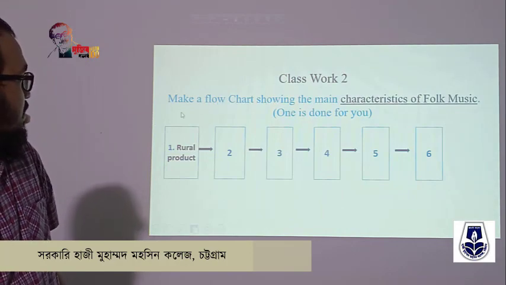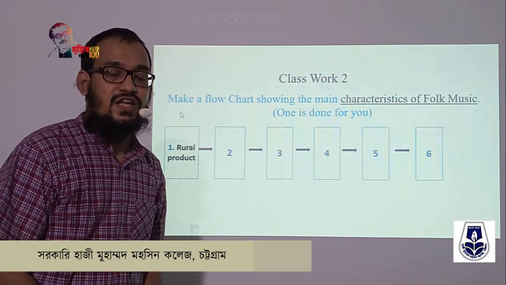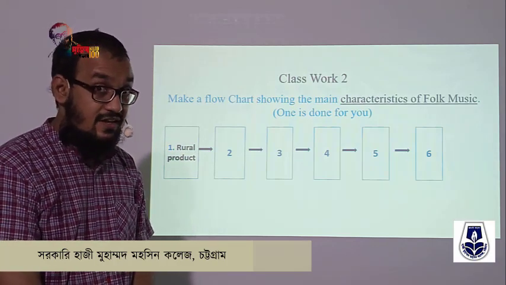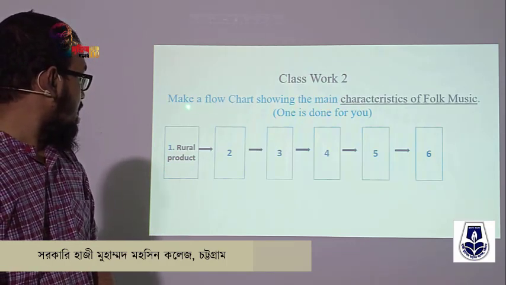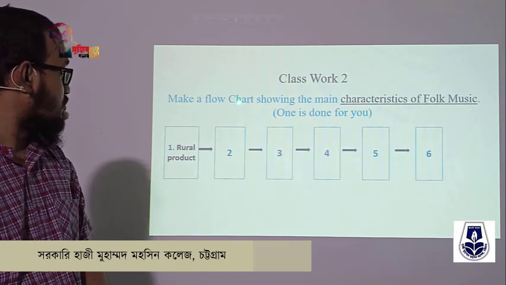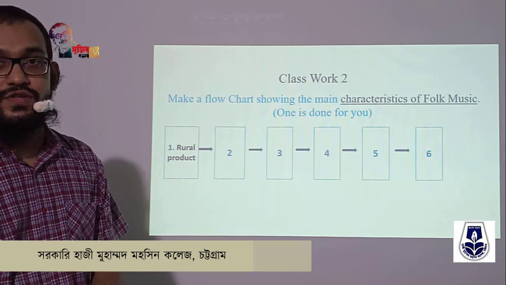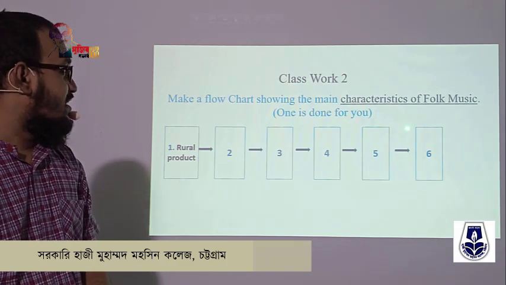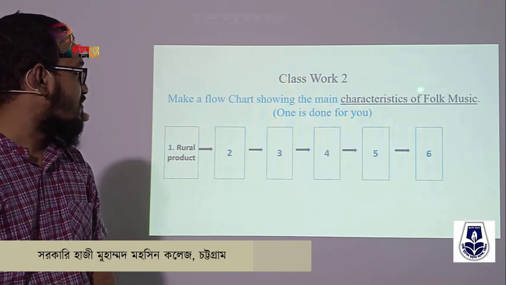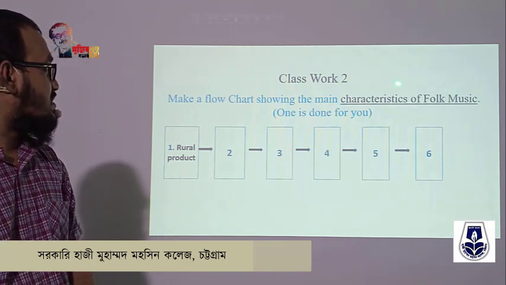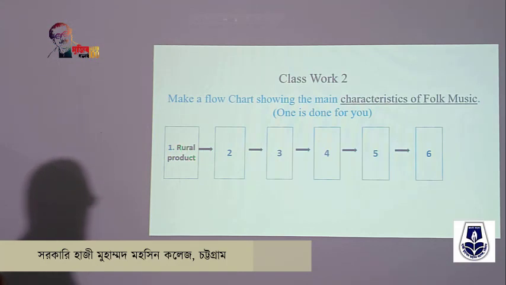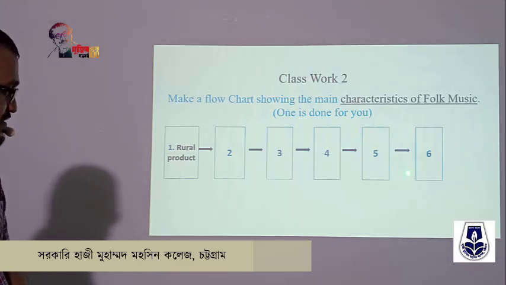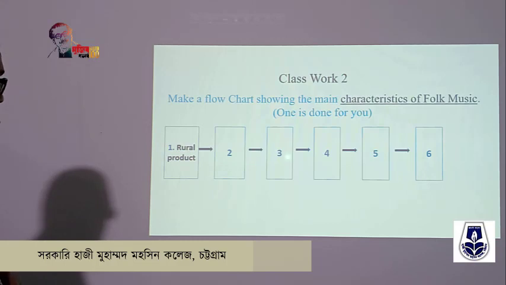This is the flow chart. This thing is new for you. You haven't had it in your SSC. It is added in the HSC question paper, and you'll be told to make a flow chart showing the main characteristics of folk music. That means in the question there will be a direction, and there will be 6 boxes. You have to draw these boxes in your answer scripts, and you have to give the serial numbers.